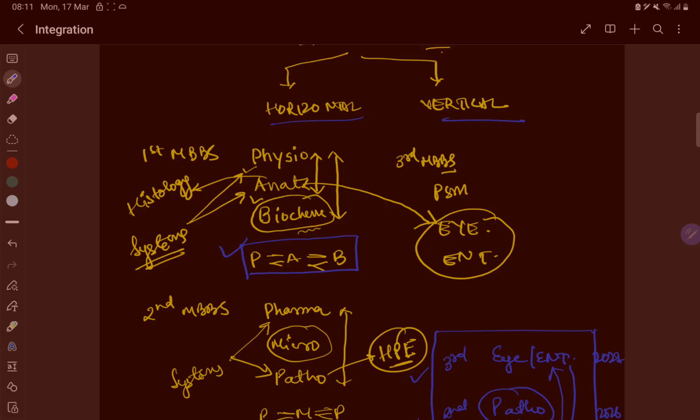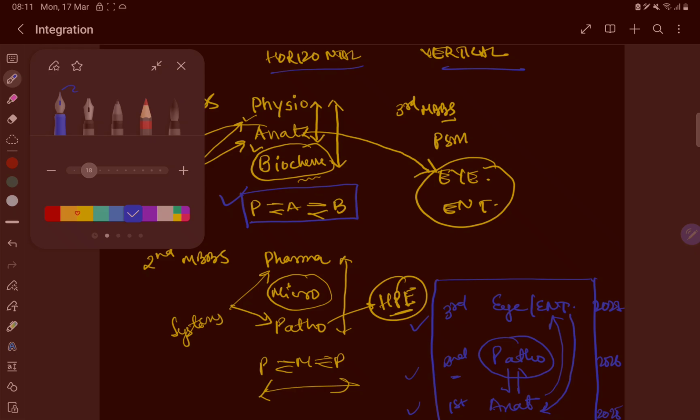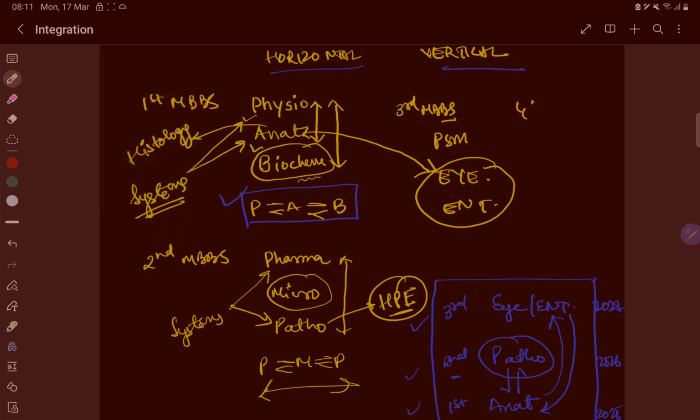You can just look at this part. The fourth year MBBS, in a different color, has medicine, and surgery, and gynae and obs, and there is pediatrics. See how I'm going to draw some connections.